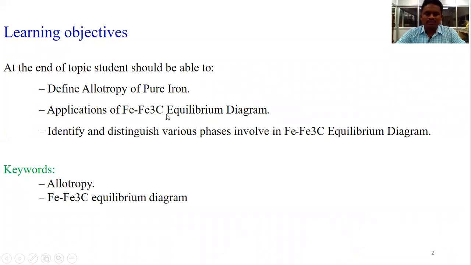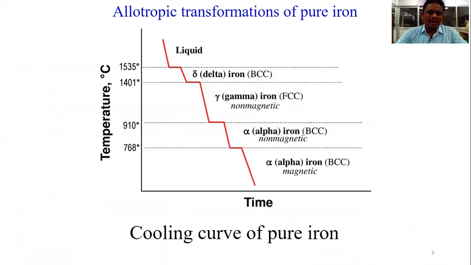Iron carbon equilibrium diagram, and one can identify and distinguish different phases present in the iron carbon phase diagram. Since iron is a polymorphous metal, which means it exists in different types of crystals. And unlike other metals, iron also has a cooling curve, which is developed by thermal analysis, and which consists of different arrest points. The first arrest point occurs at 1535 degrees centigrade.